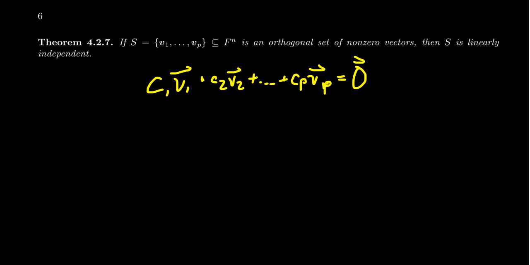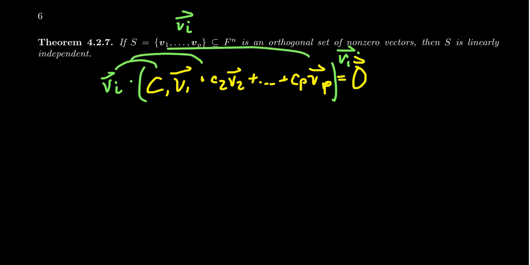And I claim that there aren't going to be any. And so what you do is you're going to pick your favorite vector inside this list. We'll take Vi right here, and we're going to dot it with everything in this calculation right here. Vi dot 0 on the right, Vi dot everything else on the left. Well, by properties of the dot product or the Hermitian product or whatever your inner product is, we can distribute this into all the pieces.